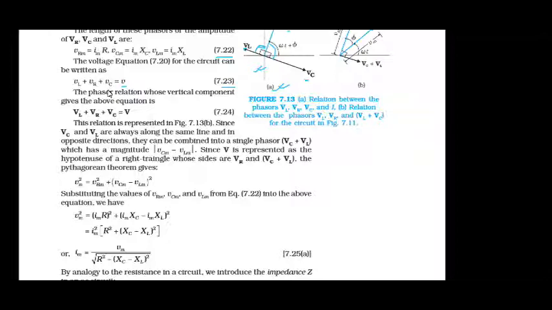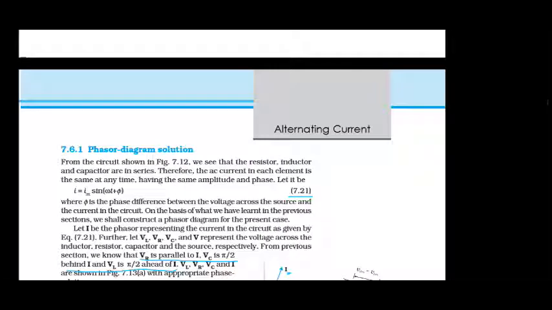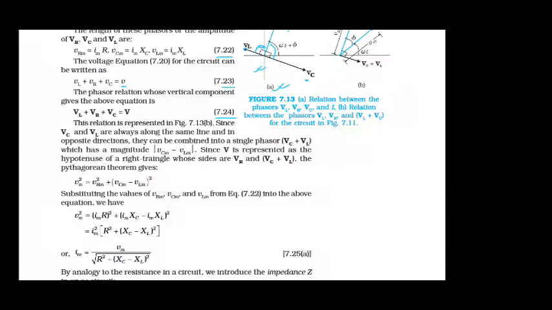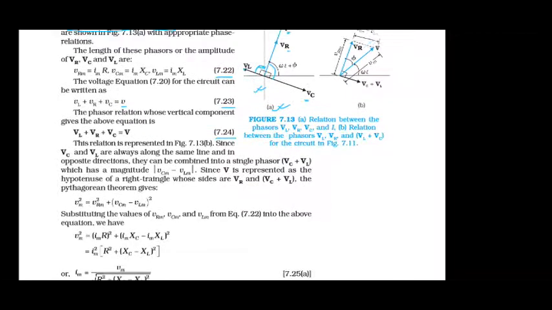Now VL plus VR plus VC is equal to V. This is 7.24. This relation is represented in equation 7 in figure 7.13b. So let us see 7.13b.